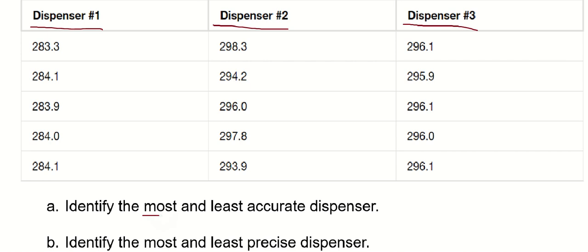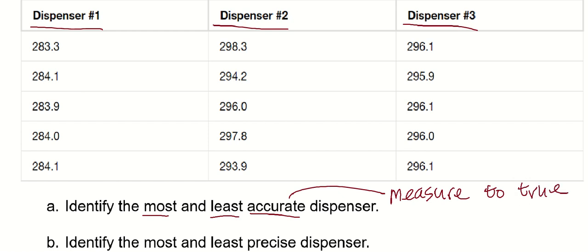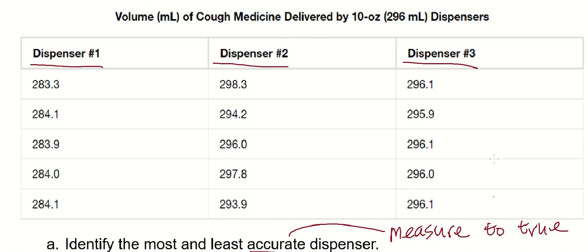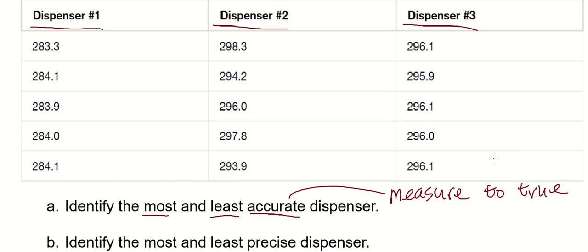the most and least accurate dispensers. So accuracy is you're comparing your measurements, your measure, to the true value. And in this case, we're trying to get 10 ounces or 296 milliliters. So let's compare the accuracies of these.